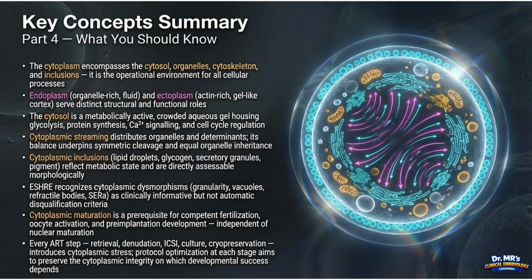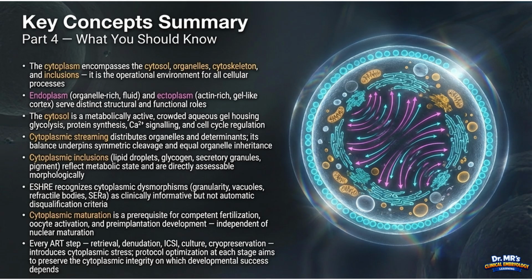Cytoplasmic inclusions, lipid droplets, glycogen granules, secretory granules, and pigment bodies reflect the metabolic state of the cell and are directly accessible morphologically. Abnormalities in their number, size, or distribution are the basis of the cytoplasmic dysmorphism framework. The European Society of Human Reproduction and Embryology recognizes 6 key intracytoplasmic dysmorphisms: diffuse granularity, central granularity, refractal bodies, vacuoles, smooth endoplasmic reticulum aggregates, and excess lipid droplets.